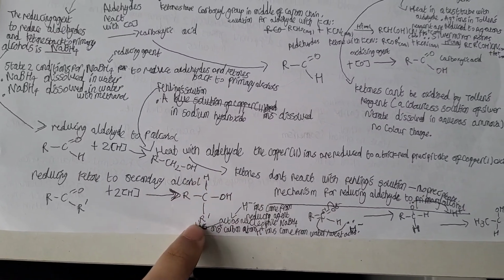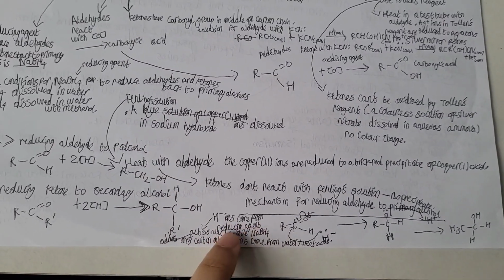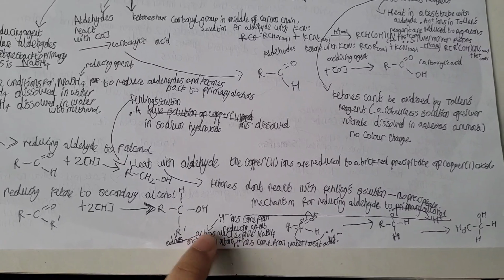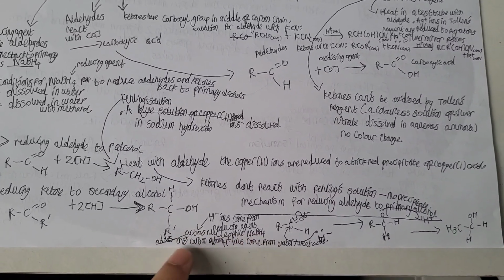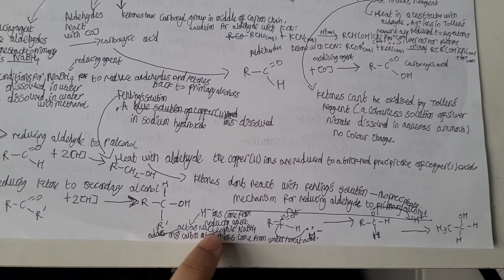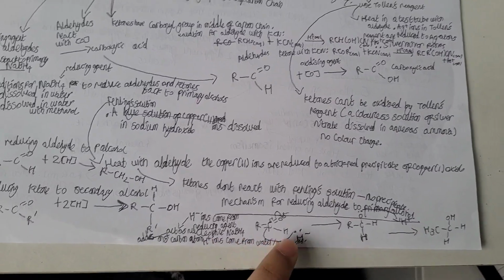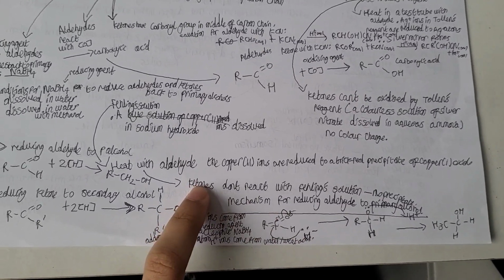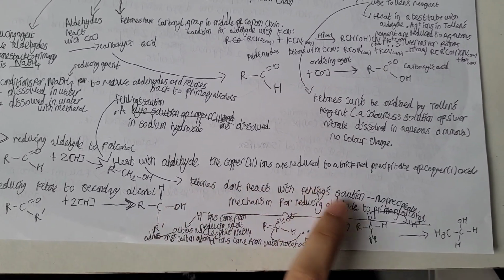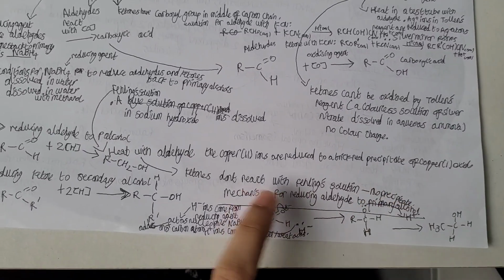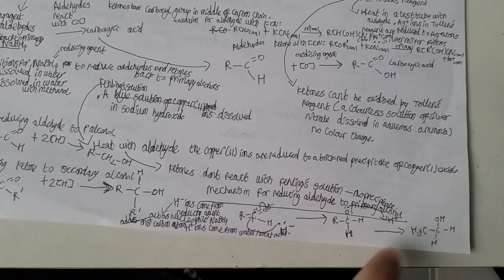RCHOH R dash. The H- ions come from the reducing agent. They act as a nucleophile, NaBH4, on the delta positive carbon atom, and the H+ ions come from the water, which is a weak acid. Ketones don't react with Fehling's solution, therefore no precipitate.